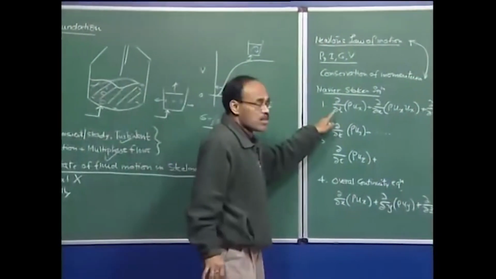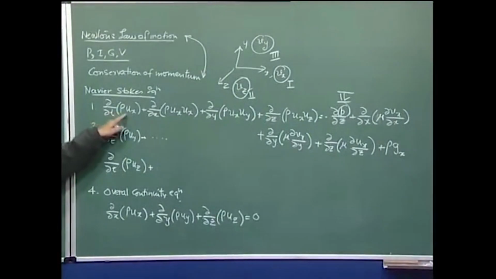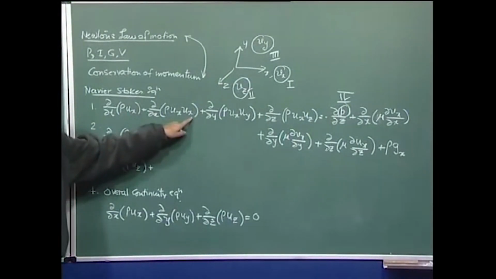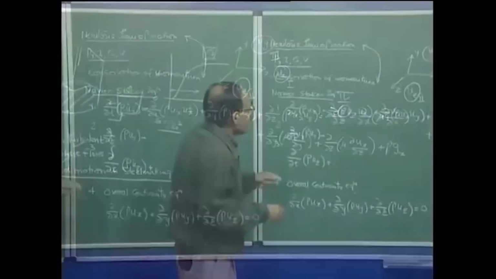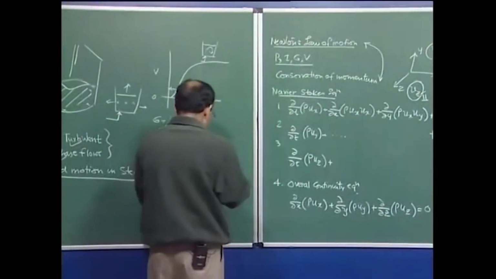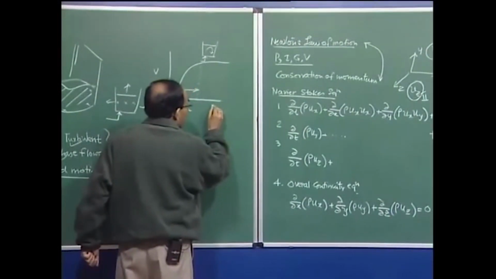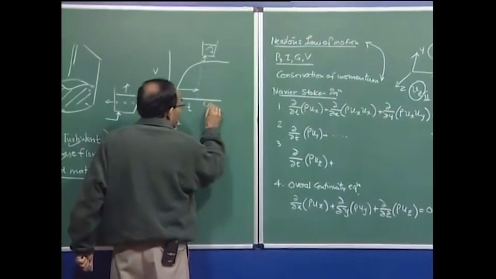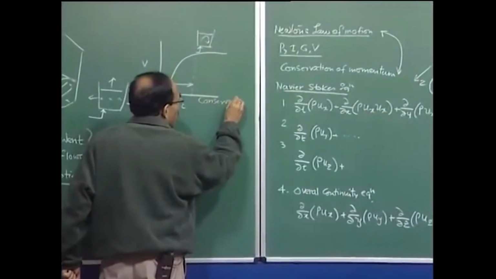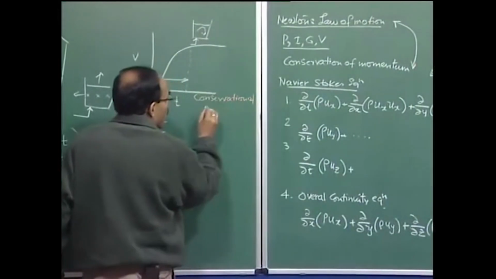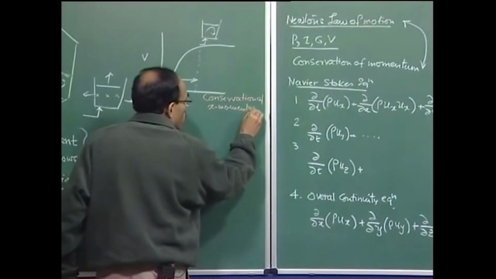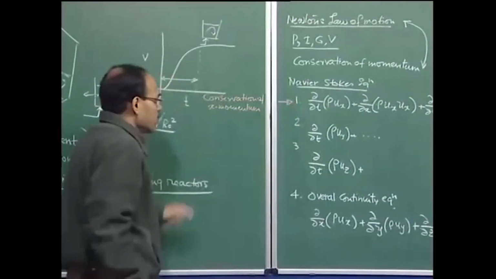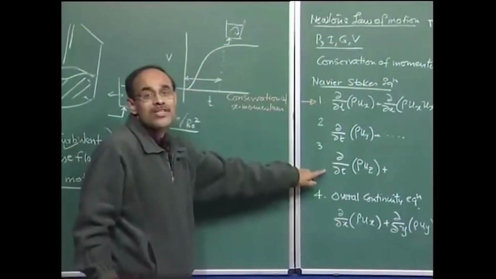Now, these differential equations, as you can see here, are non-linear differential equations, because you have products of the velocity terms, which is a second order term, and also these equations are interrelated. For example, as I have mentioned, this is a balance or conservation of x momentum. So, that is this particular equation. Second equation is conservation of y momentum, third equation is conservation of z momentum.